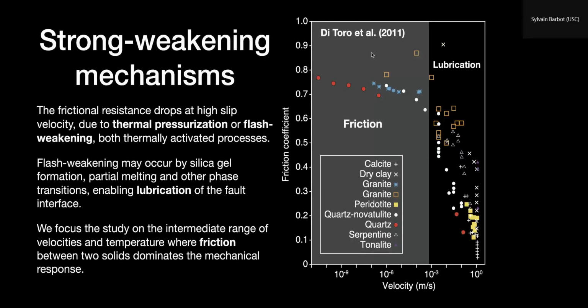But the reality is many different mechanisms of weakening, including partial or full-on melting, including the formation of silica gel, the thermal decomposition of clay minerals, so chemical reactions that are thermally activated, the coating of grains by nanoparticles that lubricate the contact. So a lot of different physics. And so you can't model this lubrication domain and the frictional domain with the same physics.